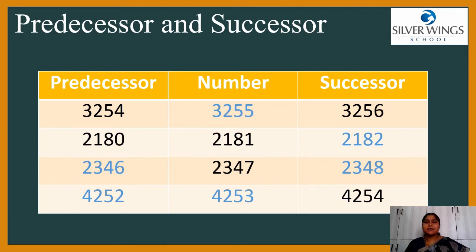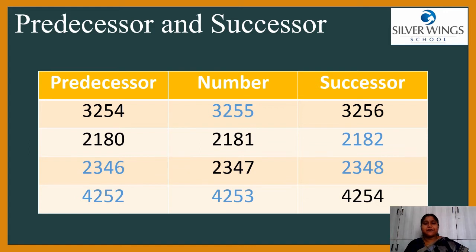What is successor? Successor means just after number. The number that comes immediately after is called the successor. Okay, this is about predecessor and successor. Now here I gave some examples for you. See here, 3255. The blue color one is the question. The black color one is the answer.